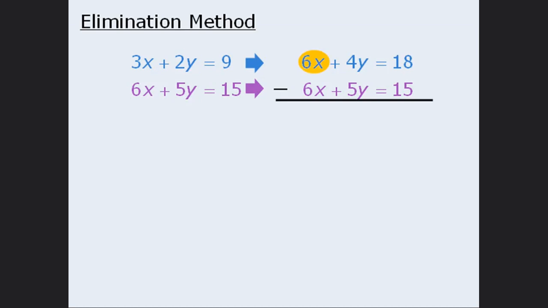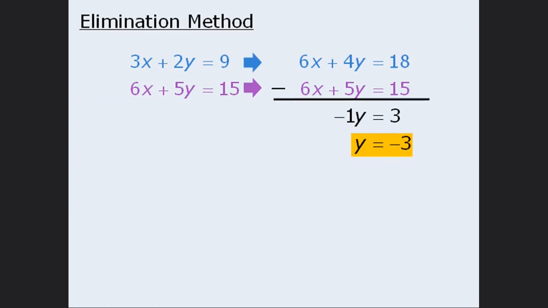First, when we take 6x and subtract 6x, the x's cancel out. Next, when we take positive 4y and subtract positive 5y, we get -1y. And finally, when we take 18 and subtract 15, we get 3. At this point, we can solve this equation by dividing both sides by -1 to get y equals -3. Now that we know the value of y, we can plug this value into any of the above equations to find the corresponding value of x.